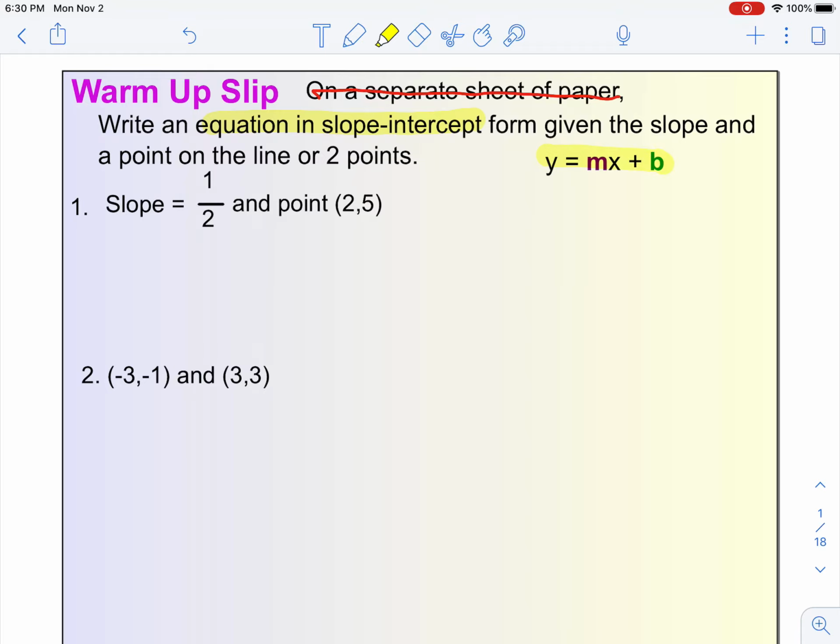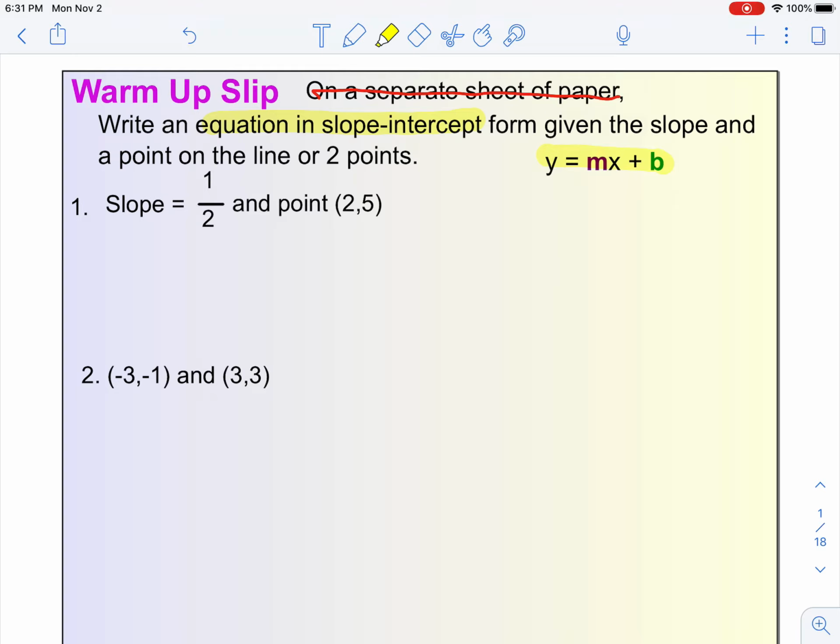So an equation in slope-intercept form, remember that's y equals mx plus b. M is the slope and b is the y-intercept. So I'd like you to try these 2 questions. Again, this is what you did yesterday, and so I would like you to see if you can do this correctly and accurately. So pause the video, try the 2 questions, and then restart the video for explanation.